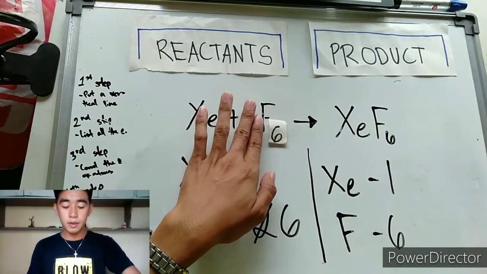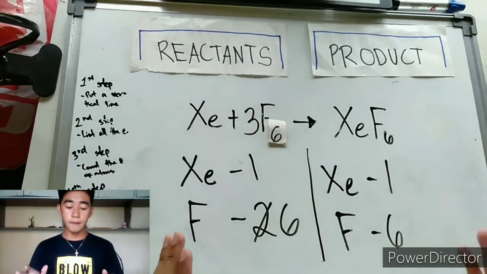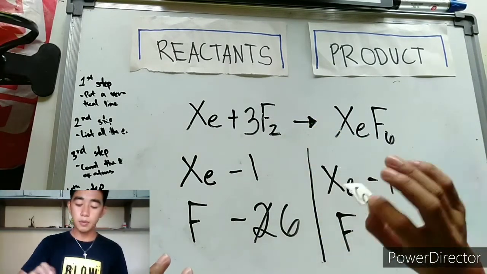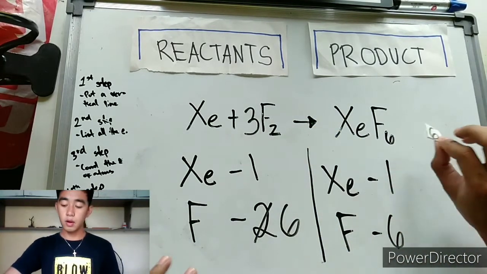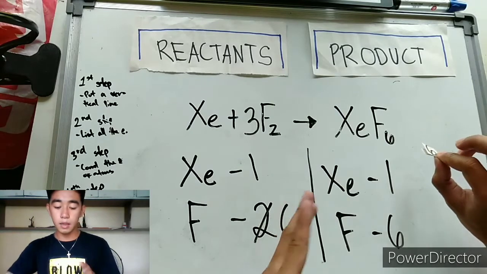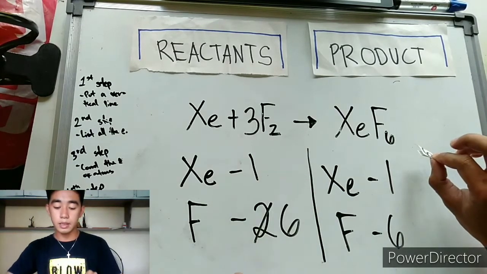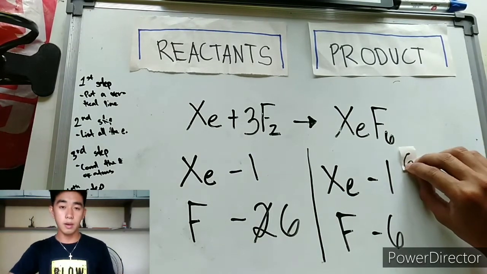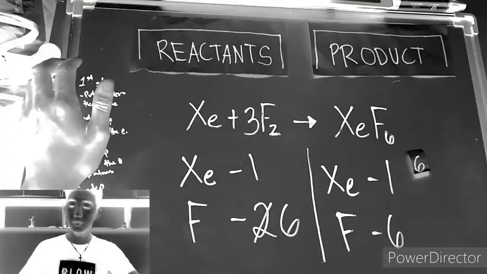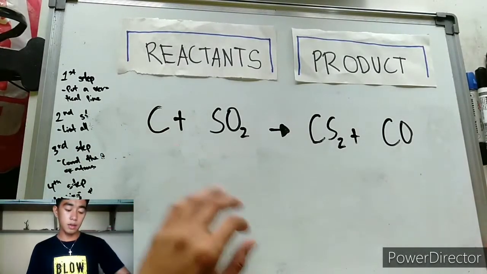O di ba, balance na? So wag niyo pong gagawin yan kasi yung subscript, hindi na po siya nagbabago. Kung ano yung number or yung subscript na andyan, present sa elements, ayun na po siya, hindi na siya magbabago. Sana all. So here is our third example.